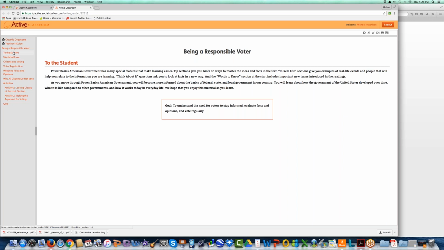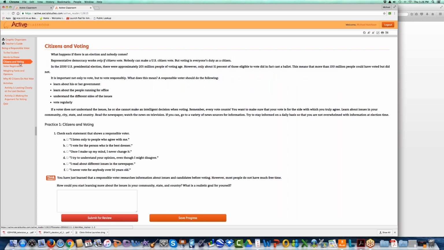So what we're looking at here with this activity, I guess the goal is kind of like what you and I would think about as far as an objective for our lessons: to understand the need for voters to stay informed, evaluate facts and opinions, and vote regularly. Now, how do we do that? Well, we can look at some of the different issues that occur as far as voting, why people do vote, why people don't vote, what a responsible voter is. So what the students can do is check the ones that they think are appropriate.